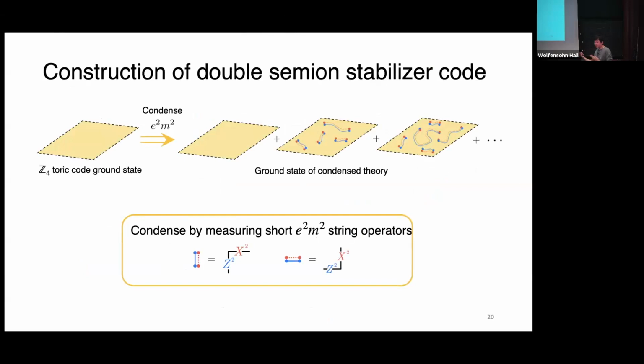Or you can think about it in the stabilizer group. So you just look for everything that commutes with these two additional terms. Yeah? Are the terms you're adding short open string operators? Yes, they are short open string operators, sorry, for this particular anyon.